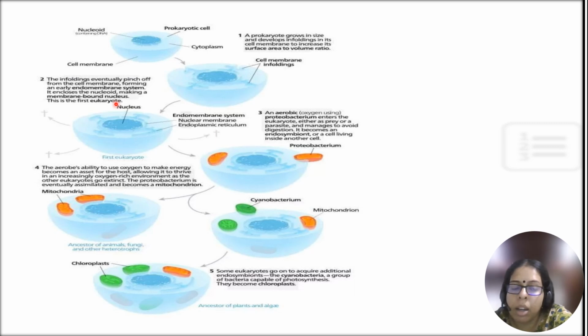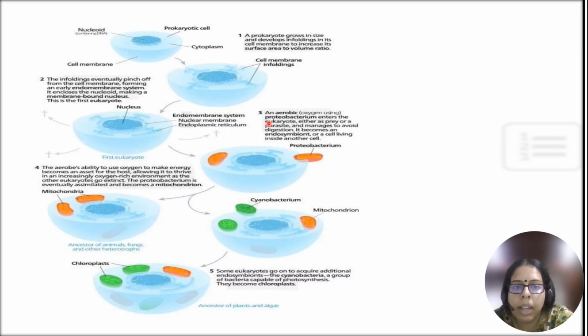Earlier we said that in the prokaryotic cell there was a nucleoid, which was just a strand of genetic material without a proper nucleolus and nuclear membrane. After the infolding is pinched off, the first infolding surrounds the nucleus. So the primitive nucleus, the part where the nucleoid was present, is getting surrounded by the endomembrane. So a proper membrane bound nucleus is formed first, which is the first step of the formation of the eukaryotic cell. Then the endomembrane system forms the nuclear membrane, while the infolding forms the endoplasmic reticulum.